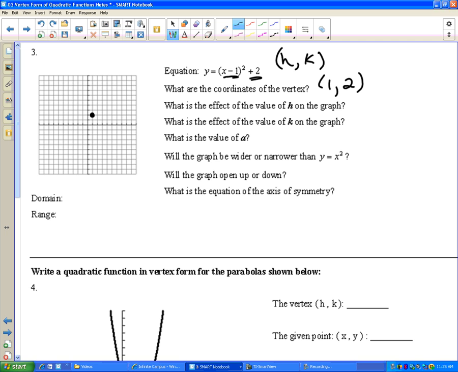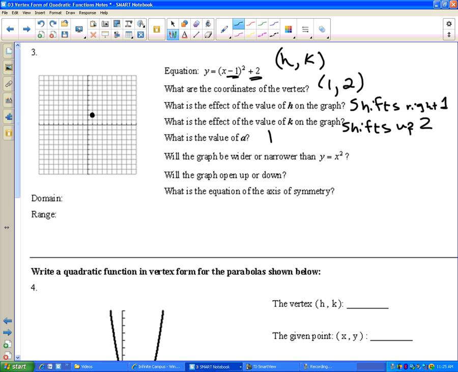What is the effect of the value of h on the graph? It shifts the graph right 1. What is the effect of the value of k on the graph? It shifts the graph up 2. What is the value of a? There is nothing between the equals and the parenthesis, so a has the value of 1.